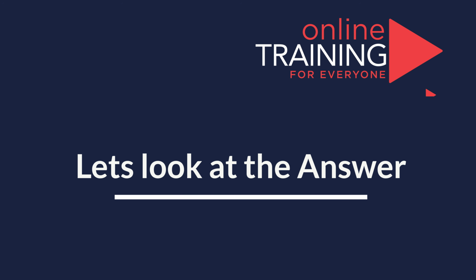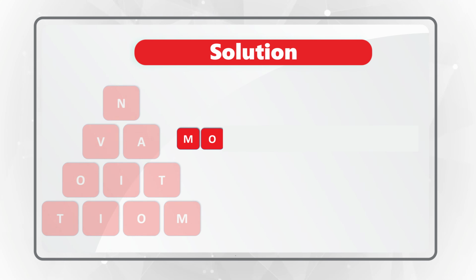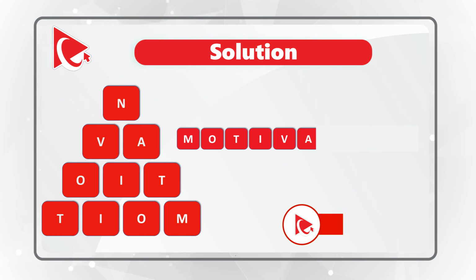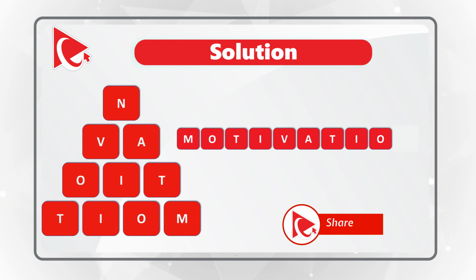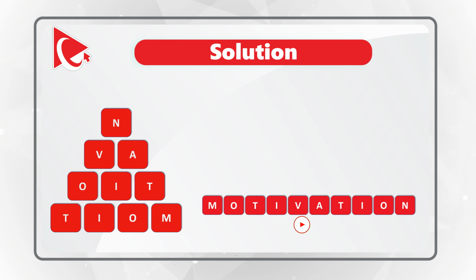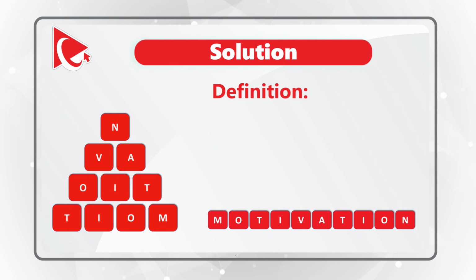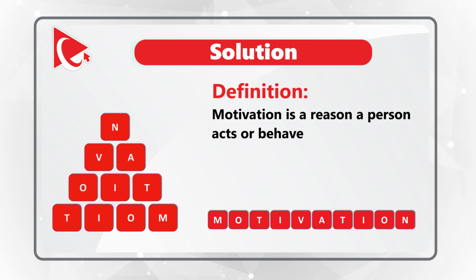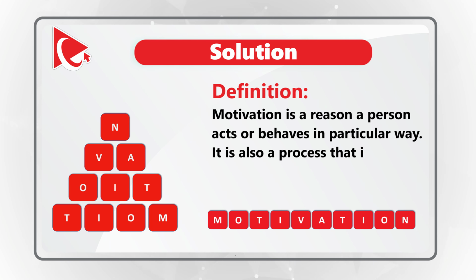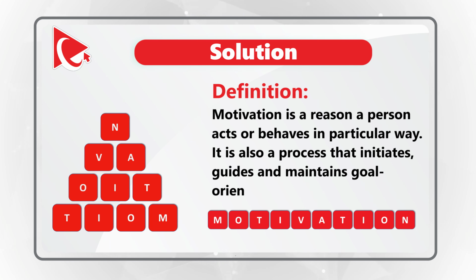As you might have guessed, the word is motivation. Let me spell it for you. M-O-T-I-V-A-T-I-O-N. And the definition of the motivation is that motivation is a reason person acts or behave in particular way. It is also a process that initiates, guides, and maintains goal-oriented behaviors. Believe it or not, but doing more practice exercises helps you get better with the skill of forming the word.